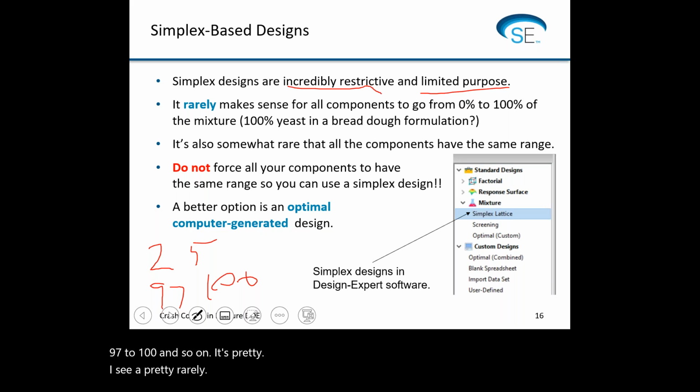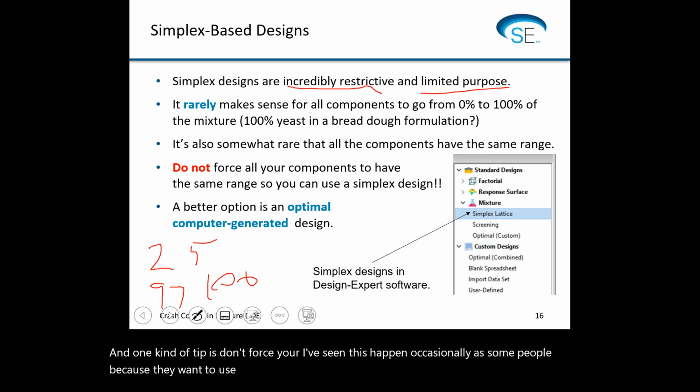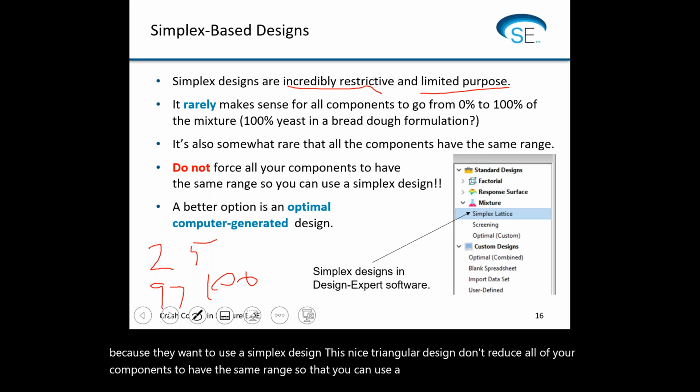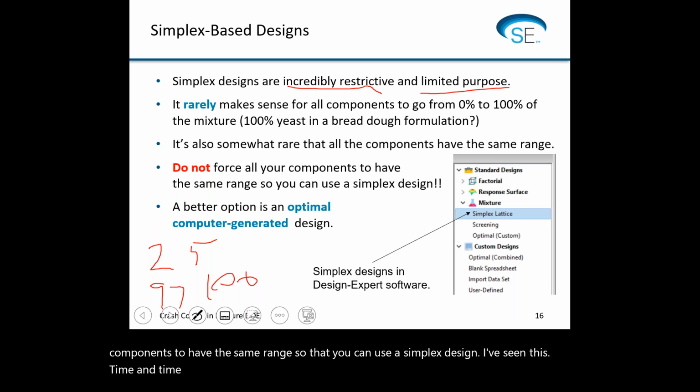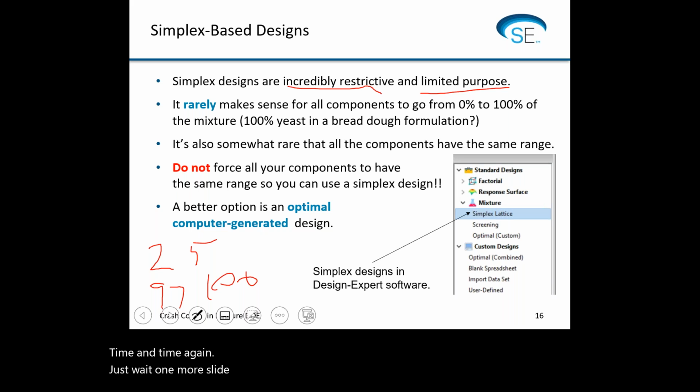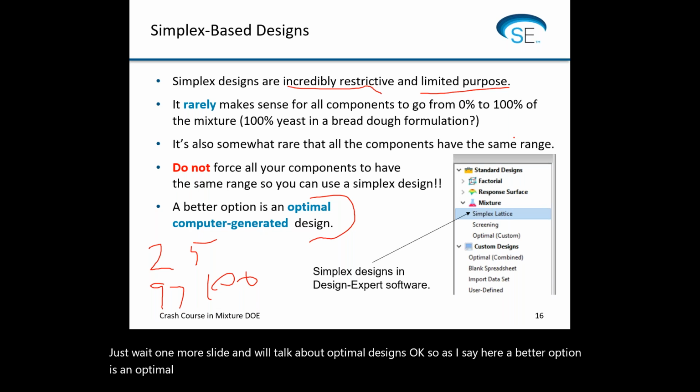And one tip is, don't force this. I've seen this happen occasionally: because some people want to use a simplex design, this nice triangular design, they reduce all of their components to have the same range so that they can use a simplex design. I've seen this time and time again. Just wait one more slide and we'll talk about optimal designs. A better option is an optimal computer generated design, which I'll be talking about here in just a second.